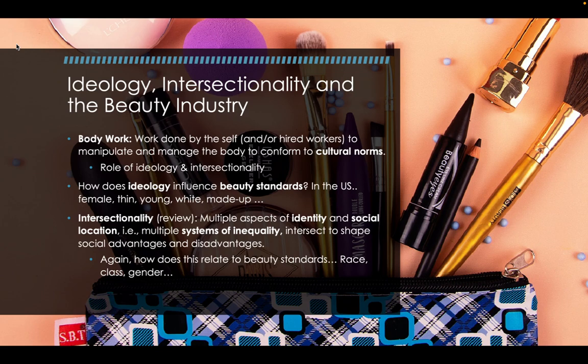And again, thinking about intersectionality, which of course is a reviewed term. We have multiple aspects of identity and social location within our society based off of identity categories such as race, class, and gender. And we also know that these aspects of identity lead to systems of inequality that intersect to shape social advantages and disadvantages. And so, of course, this is systemic and these things influence social institutions. So, family, religion, education, politics, all those things that I talked about earlier at the beginning of this video.